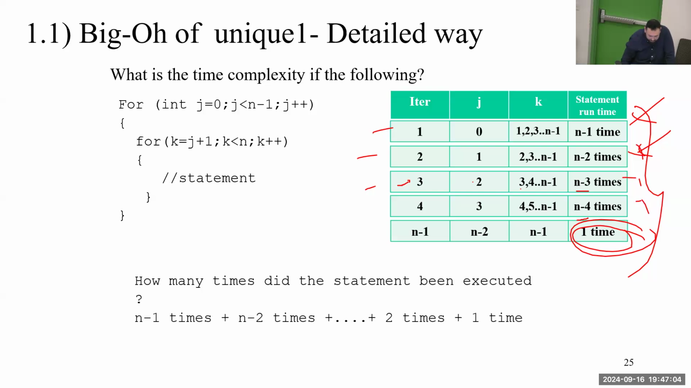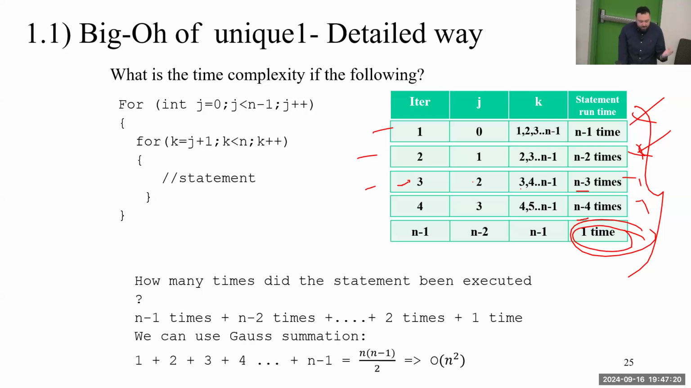So that means it's going to be what? N minus 1 plus n minus 2 plus till 1, right? So this is the same as 1 plus 2 plus 3 plus till n minus 1. What is this called? Math. Gaussian summation, or there's another name for it. So it's going to be n times n minus 1 over 2. This is going to be what, guys? N square minus n over 2. What do I care about here? The highest order, so n square.